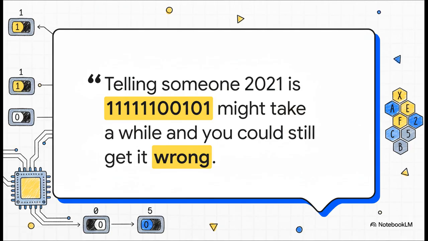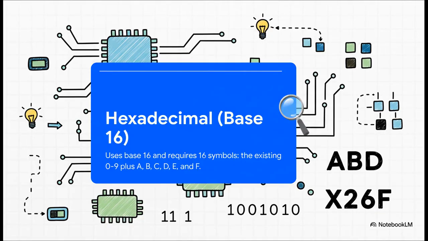Exactly. Can you even imagine trying to read that out loud over the phone? Or trying to find a typo in a string of 50 ones and zeros? No way. It would be an absolute nightmare. There just had to be a more compact way for us humans to deal with the computer's native language. And that better way is called hexadecimal, or just hex for short. Now, this is a base 16 system, so to get 16 symbols, it uses our normal digits, 0 through 9, and then it just borrows the first 6 letters of the alphabet, A, B, C, D, E, and F. A little weird, but stick with me.